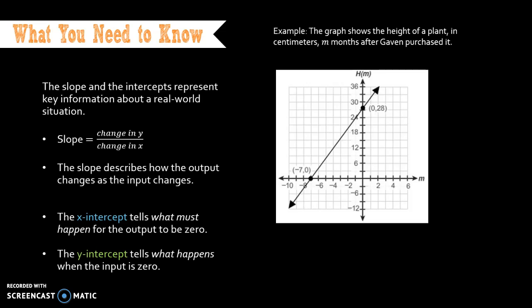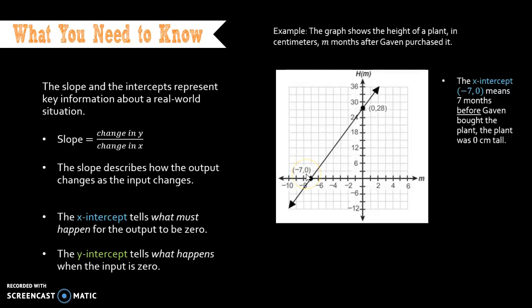So in this example, this graph is showing the height of a plant in centimeters m months after Gavin purchased it. So we see that we have a certain number of months that are passing by, and the height of the plant is changing in respect to that time. Our x-intercept (-7, 0) means that 7 months before Gavin bought it, the plant was 0 centimeters tall. Since m stands for the number of months after Gavin purchased it, when m is -7, that means it's 7 months before he bought it because of the negative value.